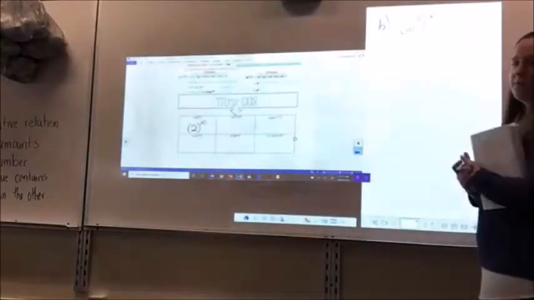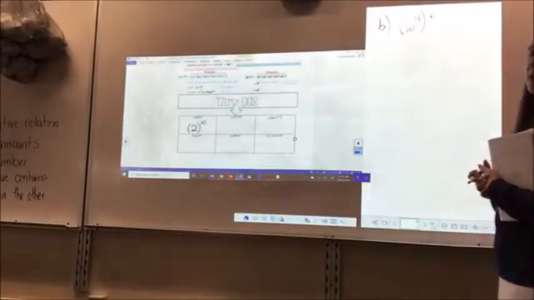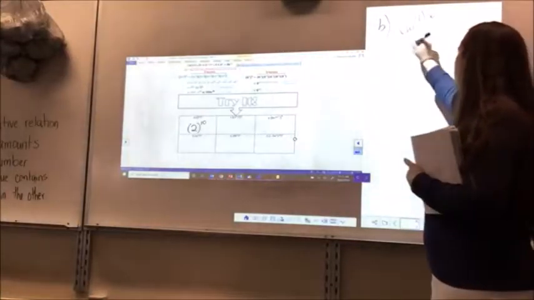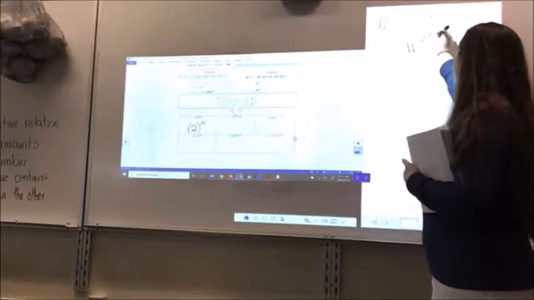Letter B says w to the 4th raised to the 6th power. So again, I'm going to multiply my exponents. 4 times 6 is 24, so I get w to the 24th power.